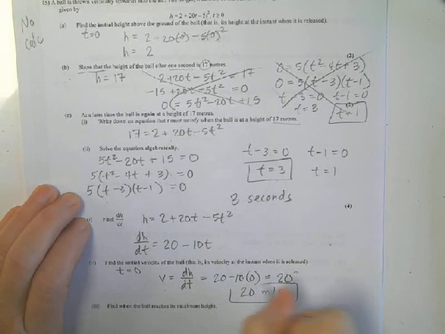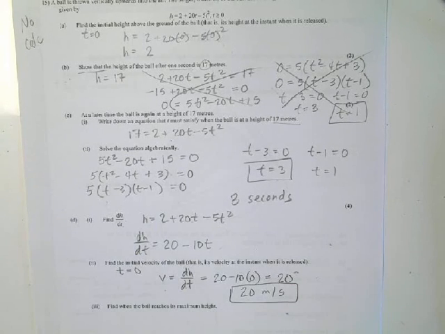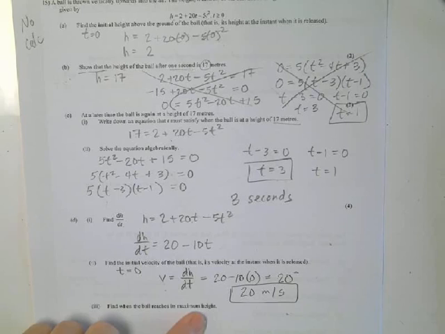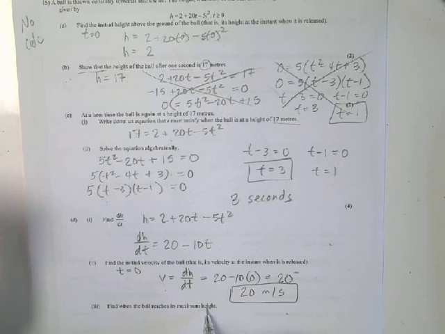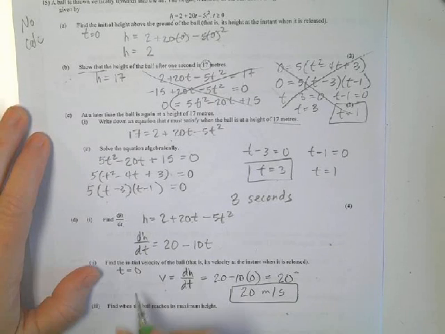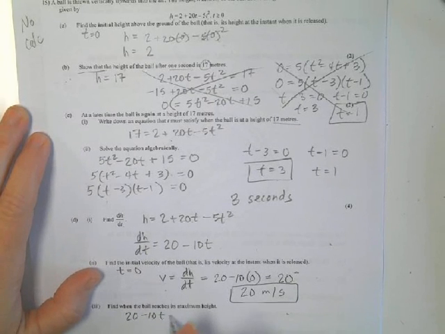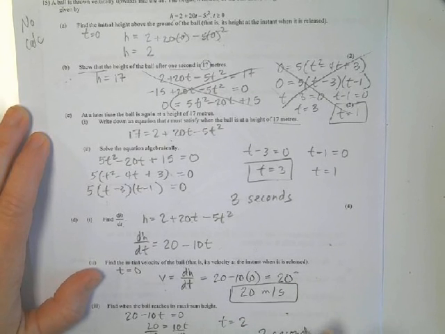That's my initial velocity. All right, when the ball, let's see, find when the ball reaches its maximum height. So when it reaches its maximum height, it's going to stop moving, because then it's going to change direction. So I know that my first derivative is going to equal 0. So if I solve this, I get 20 is equal to 10t, divide both sides by 10, I get t is equal to 2. So at 2 seconds is when it's going to reach its maximum height.